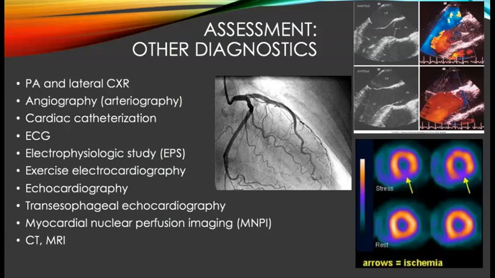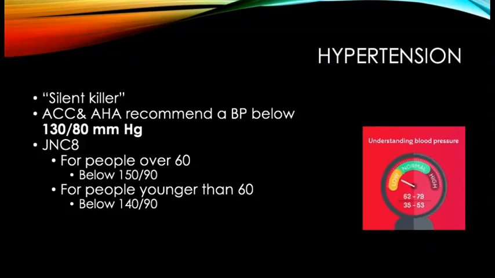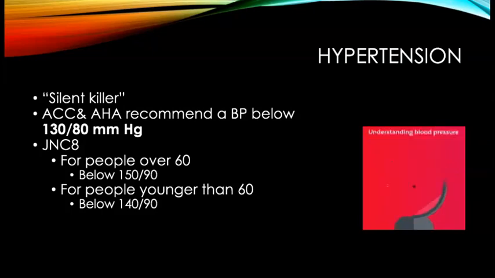Now that we have the assessment information out of the way, let's go ahead and begin talking about the disorders of the cardiac system. We're going to start with hypertension, which is also known as the silent killer. And this is because it's frequently asymptomatic until it becomes severe and target organ disease has occurred.